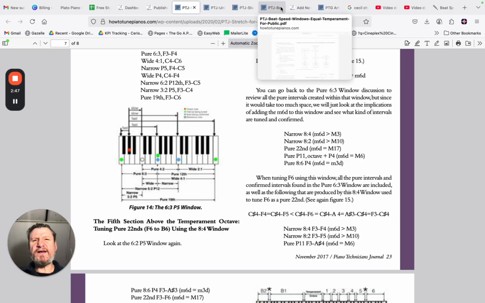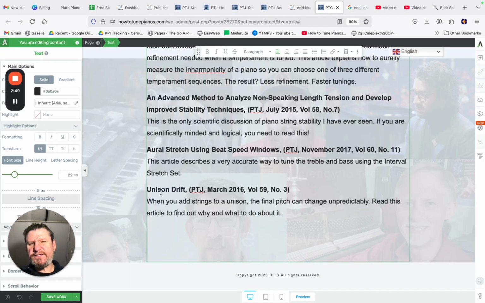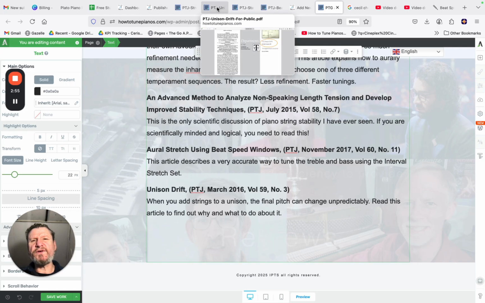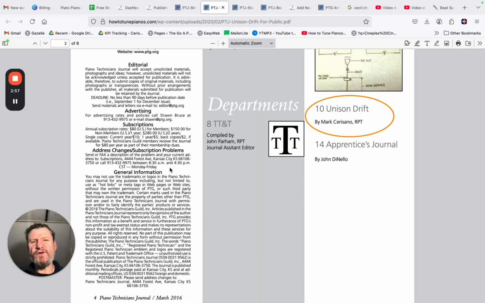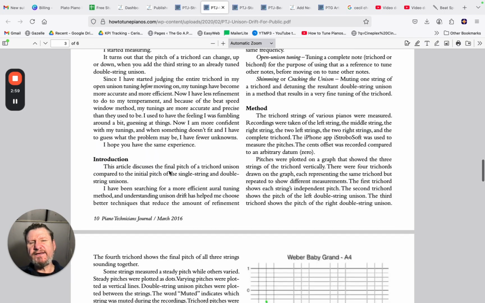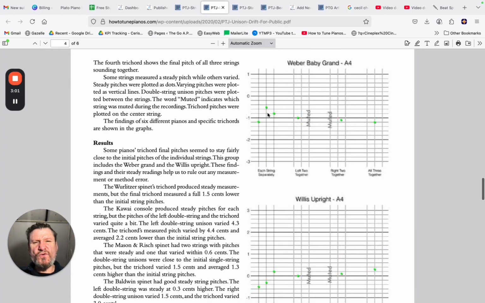And then finally, unison drift. So this concept, this phenomenon, was discovered by Professor Gabriel Weinreich, and it's called Weinreich drift because of that. And we show pitches of individual strings, and then when you mute the strings, what the pitch of the two strings is when you mute the right, the pitch of the first two, when you mute the left, the pitch of the second and third, and then what the pitch is of all three.